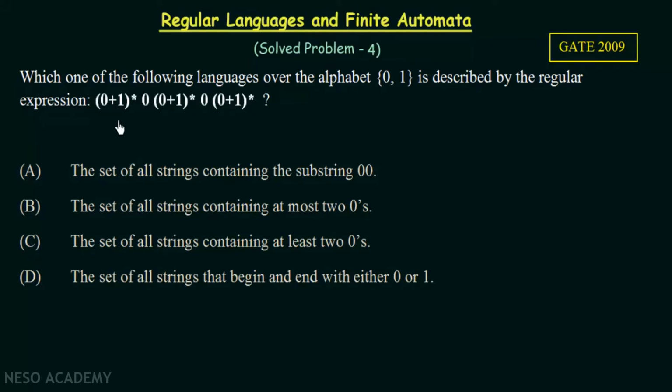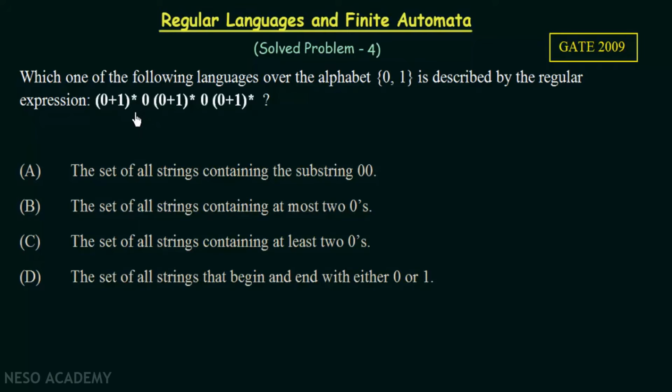Alright, now we understand what this regular expression means. Now let us look at these options and try to figure out which of the descriptions correctly describes this regular expression. The first option is the set of all strings containing the substring 00. We see that it can obviously contain the substring 00. Like from here, let's say that we got a 0 from here, and this 0 will be there for sure. So the 00 substring will be there.